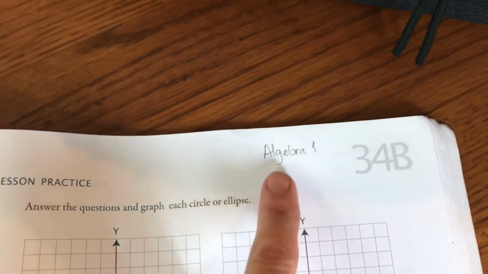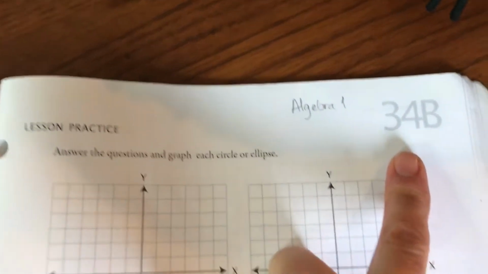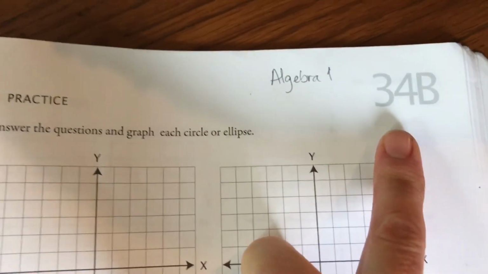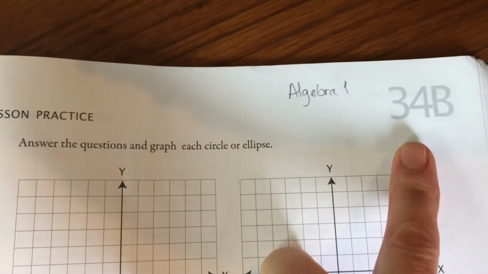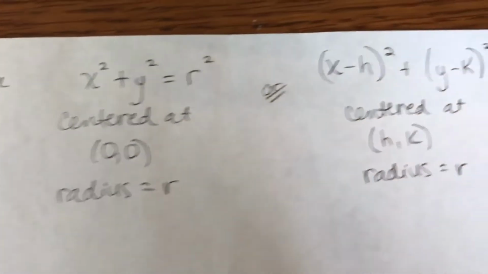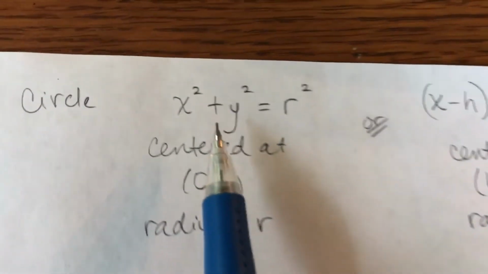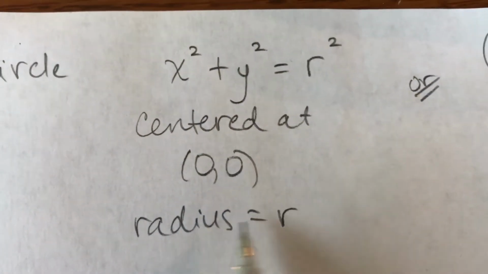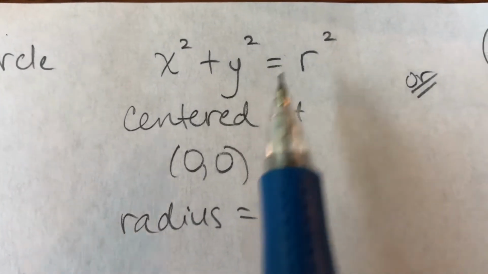This is for Algebra 1, Lesson 34B, and in this lesson we're learning just the basics of how to graph both a circle and an ellipse. Let me get started right here and say that these are the standard equations for a circle, and this is the standard equation for a circle at 0, 0 with a radius of r, okay?